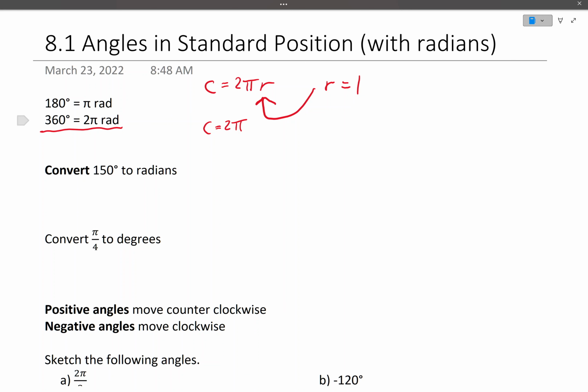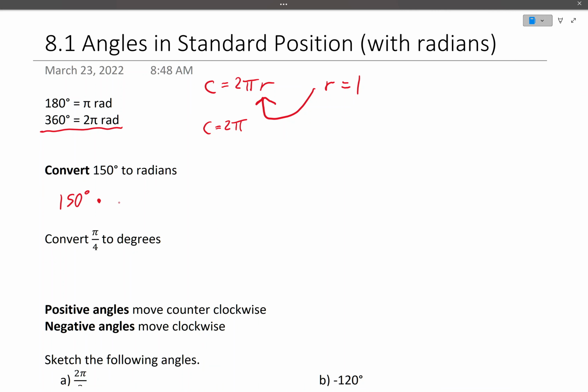All right, so we're going to go ahead and do a couple different questions here, one at a time. We've got part A, part B, two versions of every question. I recommend that you pause the video if you think you can do the question and then try it out yourself. So here we have a question: convert 150 degrees to radians.